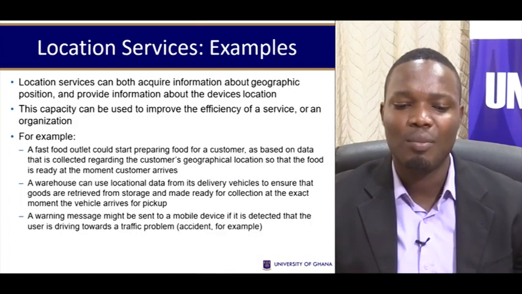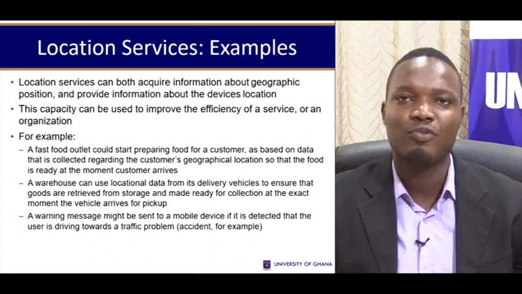So for an example, like the example I gave, a fast food outlet could start preparing food for a customer based on data that is collected regarding the customer's geographical location, so that the food is ready at the moment the customer arrives. So you are able even to tell how far the customer is, and if they placed an order, the moment they enter into a particular region, which might be maybe say 200 meters, 400 meters to your restaurant, you can begin to now package and serve their order. So by the time they get to your place, easily they can just come and pick up the food.